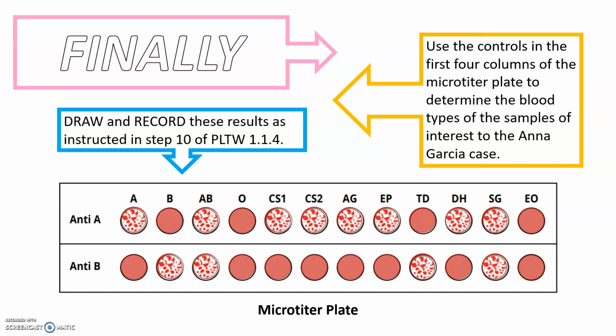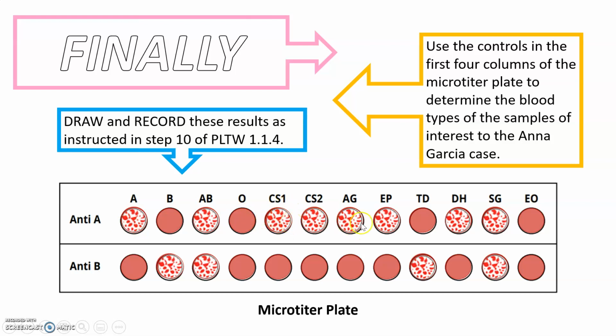Use the controls in the first 4 columns of the micro plate to determine the blood types of the samples of interest in the Anna Garcia case. So if you look at blood type A, when you injected an anti-A serum, you saw that it kind of changed a little bit, but of course B didn't, because it isn't positive for A, neither is O, but AB has A and B blood types. So if you look at the crime scene, the blood that was there definitely tested positive for A. So that means a person that was blood type A, that was their blood.